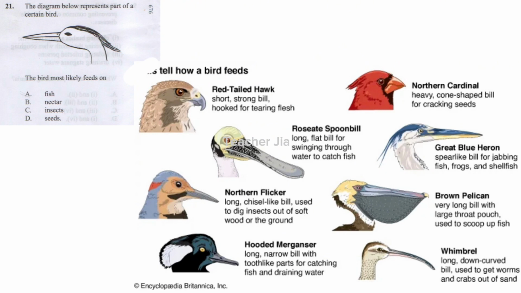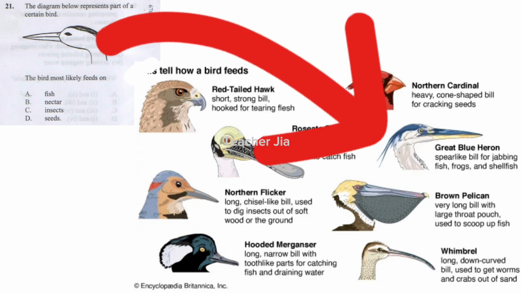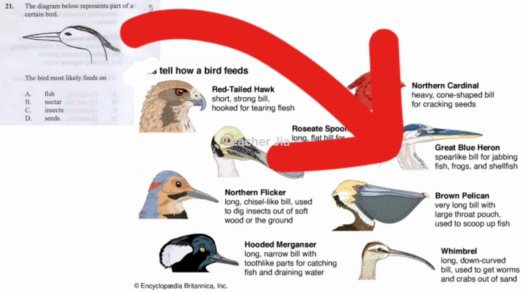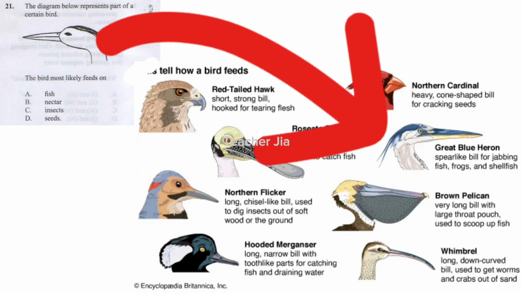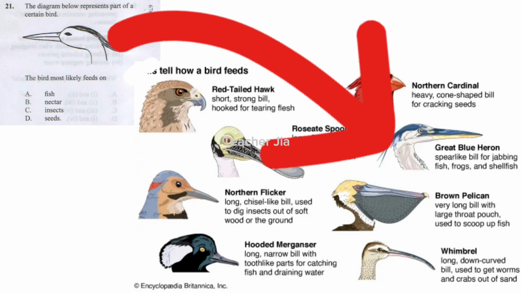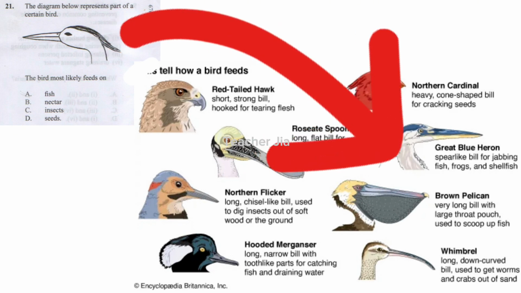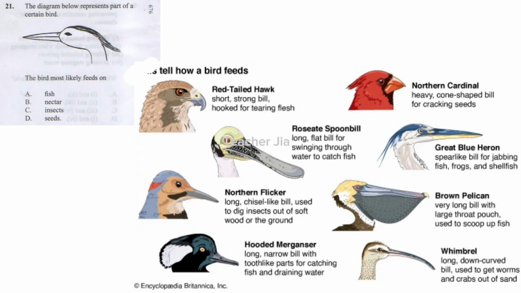So from the picture that we have and from all this list of the birds in this picture, if you check, you'll find that it goes with the same as the great blue heron, a spear-like bill for jabbing fish, frogs, and shellfish. So it's the same. And in the choices, we have fish, nectar, insects, seeds. So our answer is fish, according to the similarity in the type of beaks that they have. So our answer is choice A.